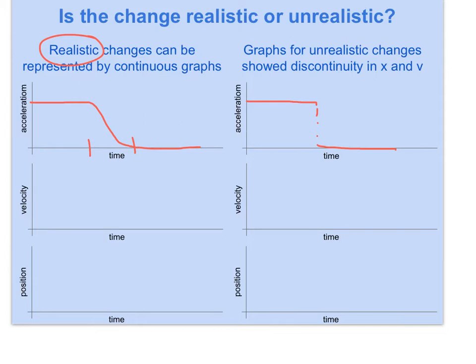So when you see a discontinuous graph like this, expect to have one set of information for this part of the motion and then one for this part of the motion.